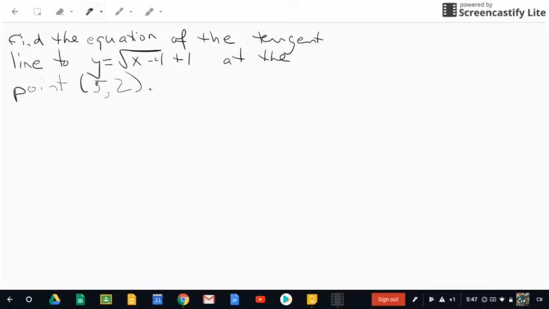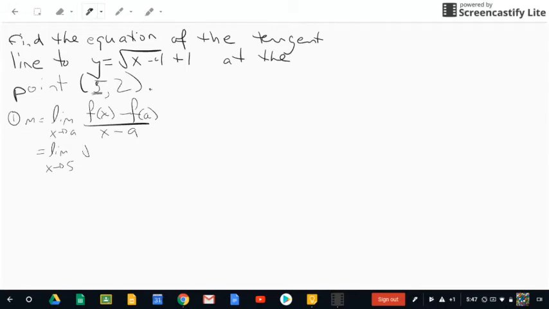So now we're going to find the equation of the tangent line to the curve y equals the square root of x minus 4 plus 1 at the point 5, 2. And we're going to do this using two different methods. The first method is we're going to find the slope of the tangent by taking the limit as x approaches a of f of x minus f of a all over x minus a. In this particular case, that's going to be the limit as x approaches 5. That is the x coordinate of the point that we're interested in.